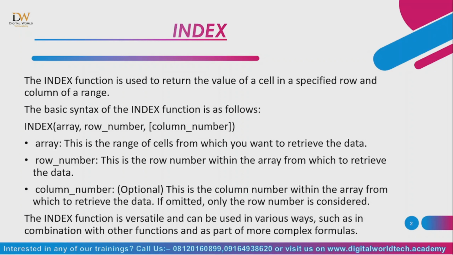If you're working with index, the basic syntax is what you can see on my screen. You have INDEX, then open bracket, you have array, you have row number, and then a comma, and then you have column number. Column number, as you can see here, is optional. So what is the array? We say the array here is the range of cells from which we want to retrieve the data.